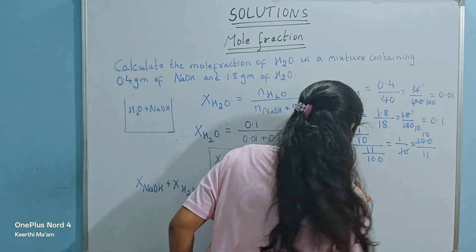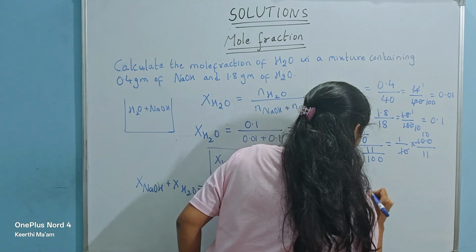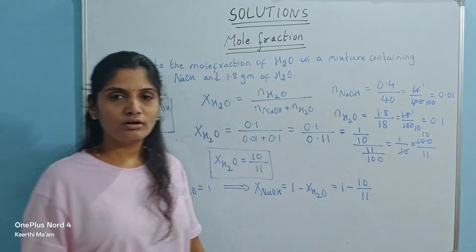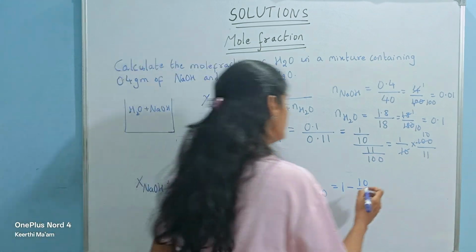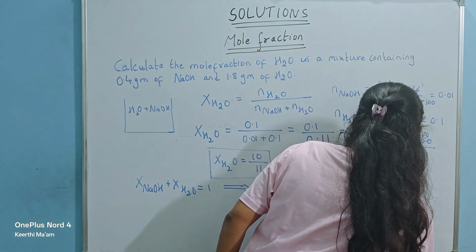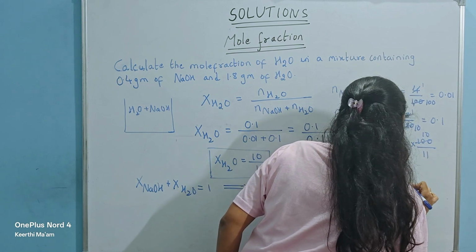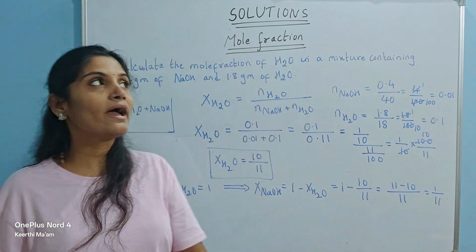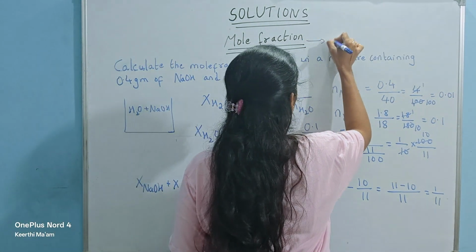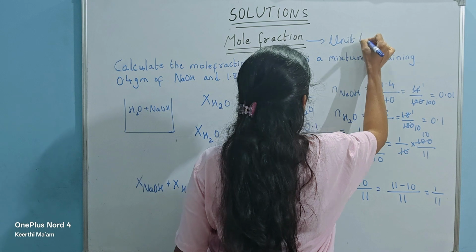So what will that be equal to? 1 minus 10 by 11. I think you can do the calculation here. You can take 11 as the LCM. So 11 minus 10, that is equal to 1 by 11. And mole fraction will not have any unit. If you want to write down here, mole fraction is unitless.